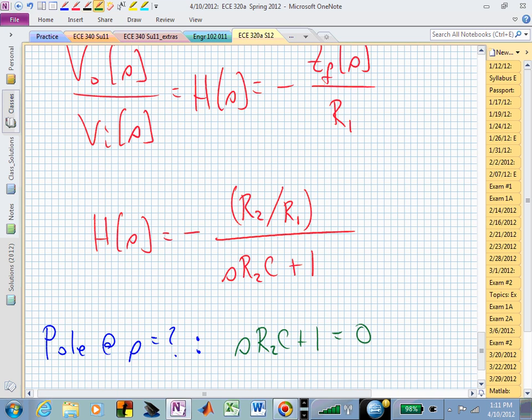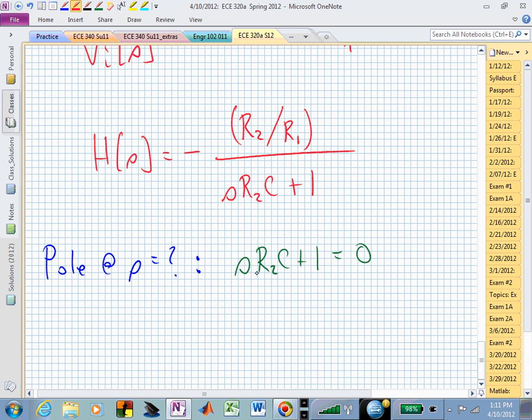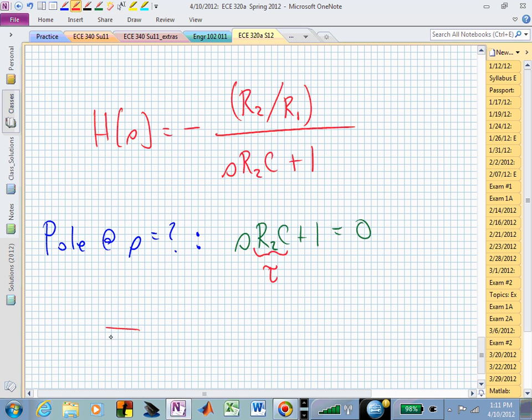And in fact, what was this? What have we called this little product before? Tau, our time constant. And if we now look at this, our pole is now just the reciprocal of that time constant. It's minus 1 over R sub 2 C.